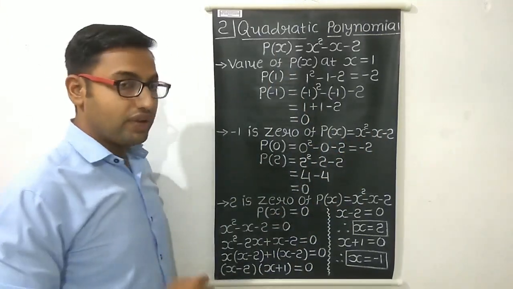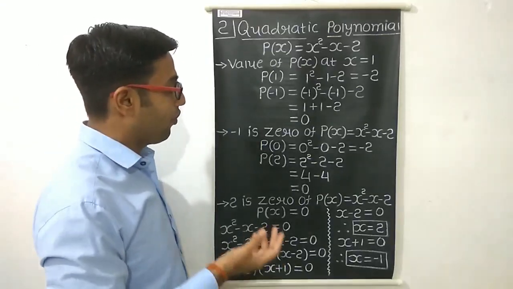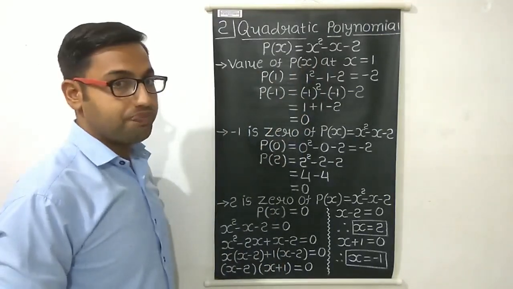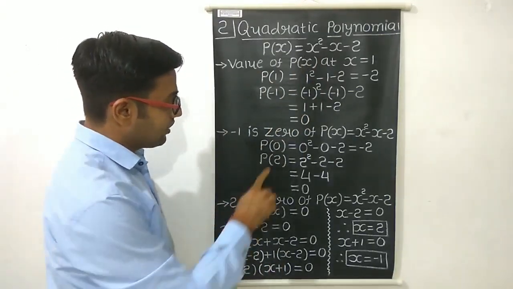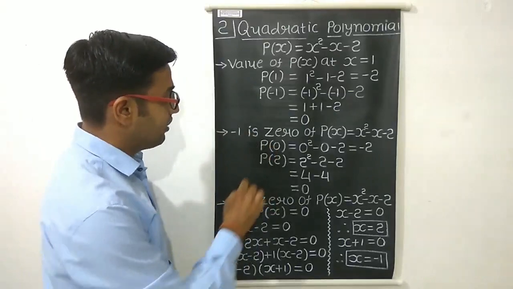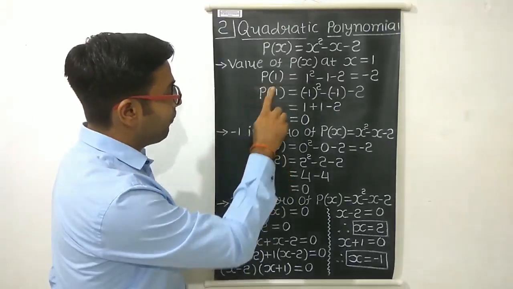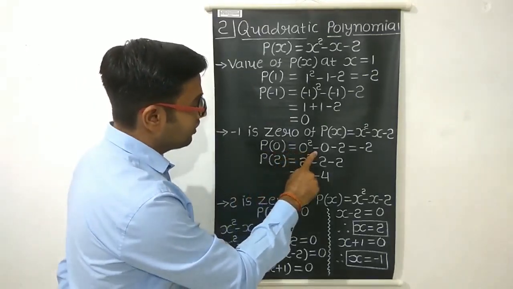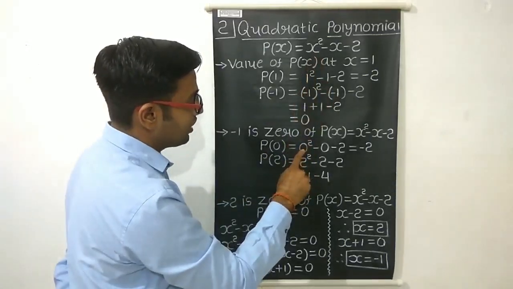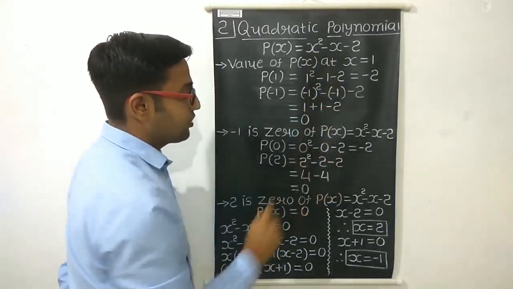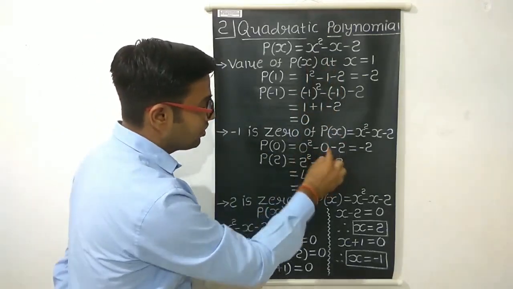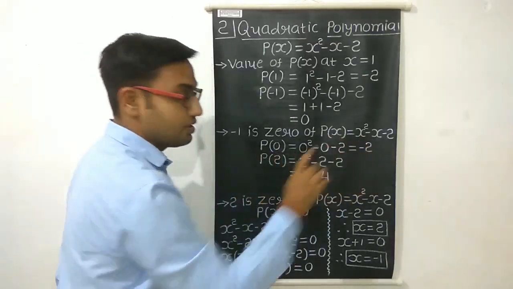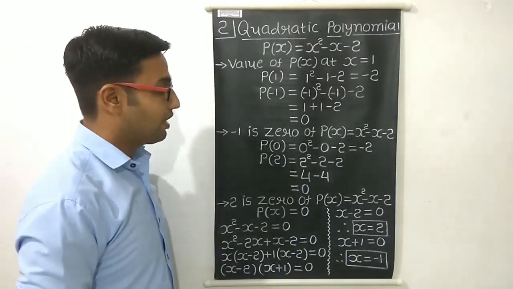So do we get other values of x such that the value of the polynomial becomes 0? Let us check. Now take 0 instead of x. Then what will happen? The value of p of x at x is equal to 0 is p of 0 is equal to 0 square. Instead of x we have to put 0, that is why 0 square minus 0 minus 2. This becomes 0, and this remains as it is, minus 2. So the answer of p of 0 is equal to minus 2, not 0.